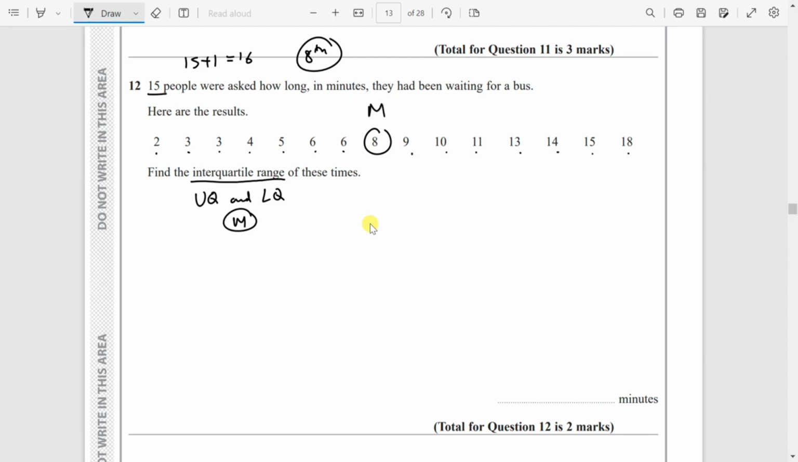So the lower quartile will be the middle of that median. This looks like the lower quartile to me, because it's bang in the middle of that set. And the upper quartile should be here. It's also in the middle of that set. And then to find the difference, it'll just be 13 take away 4. That should give us 9. Nice, easy.